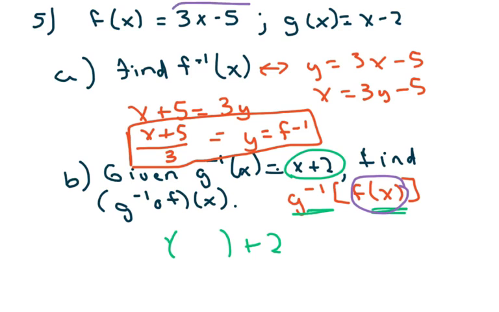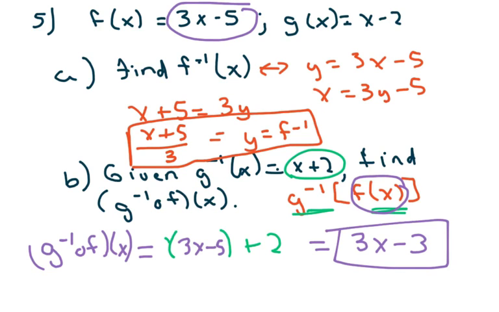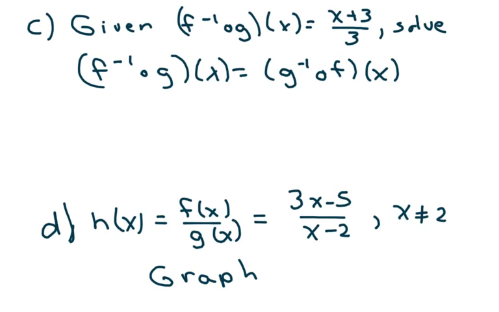Well, f of x is what? 3x minus 5. And when you simplify this, we get 3x minus 3. So this basically equals g inverse of f of x. All right? Right there. And we're going to use that again.